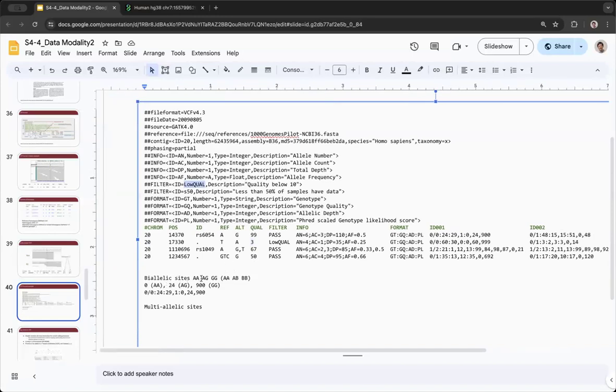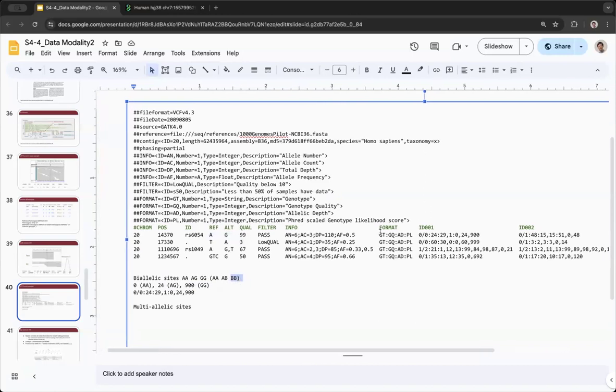And biallelic sites are normally like AA, AB, BB, Mendelian factors, right? So if you have this example, what is AA? It is a reference allele, AA. What about the heterozygous? It's AG. And what is the BB? It's the GG, right?